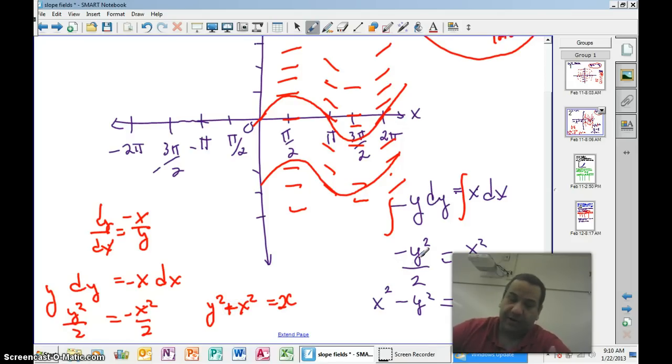So this is called separation of variables. We did a little bit of it. We're doing a little bit more, and we're going to do a lot more next section. That's slope fields. Now you have a worksheet that I would like you to try with the slope fields.